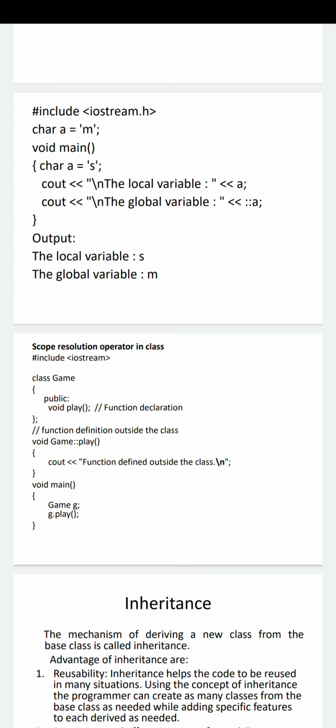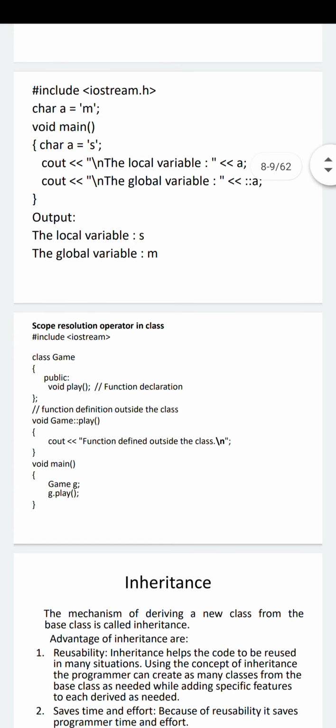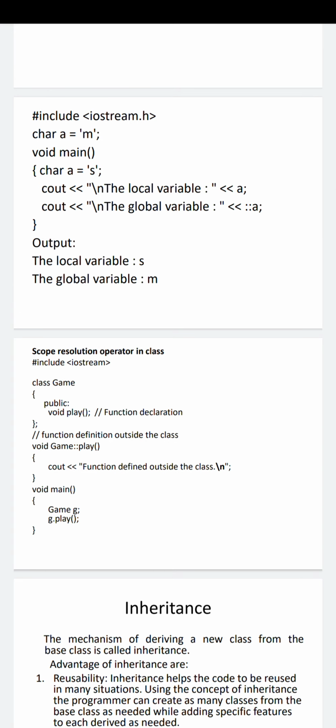m. Now, whenever we want to output the local variable, simply we will write cout the local variable is and mention a. That's it. It will automatically display the local variable. But if we want to access the global variable, then we will have to make use of scope resolution operator. So you can see the second line, cout the global variable is, then scope resolution operator and a.